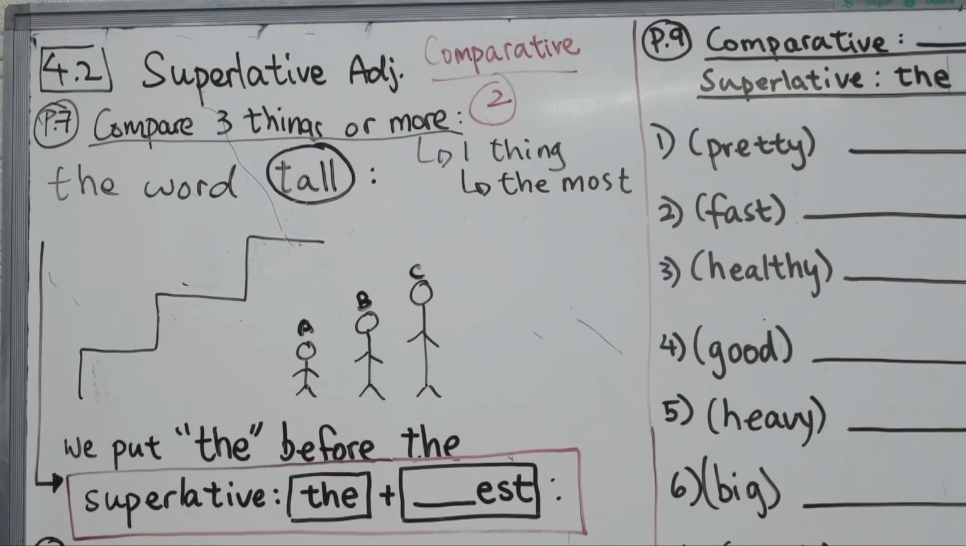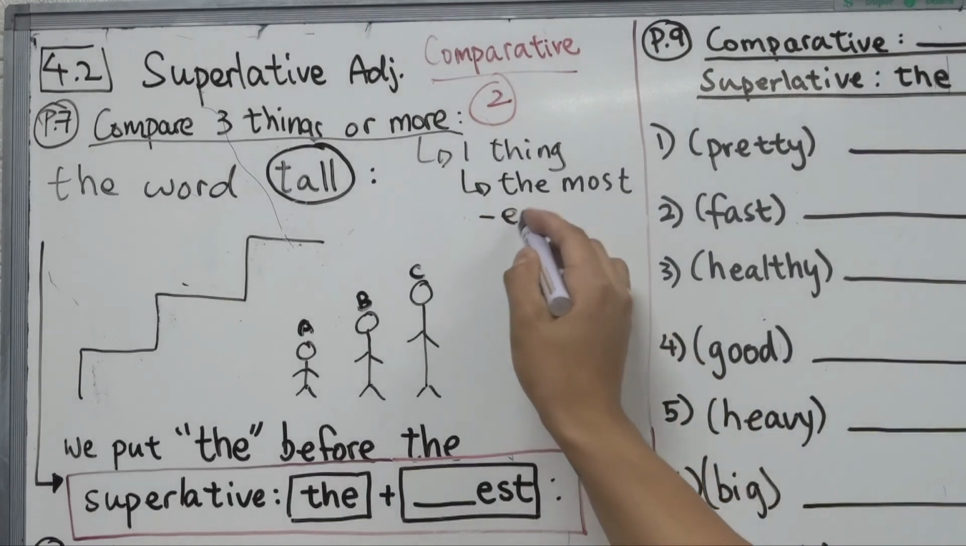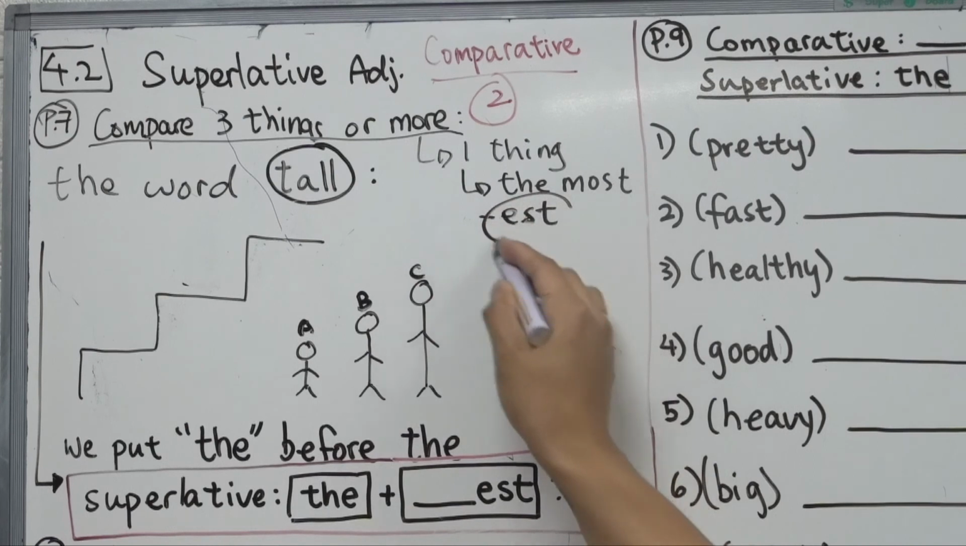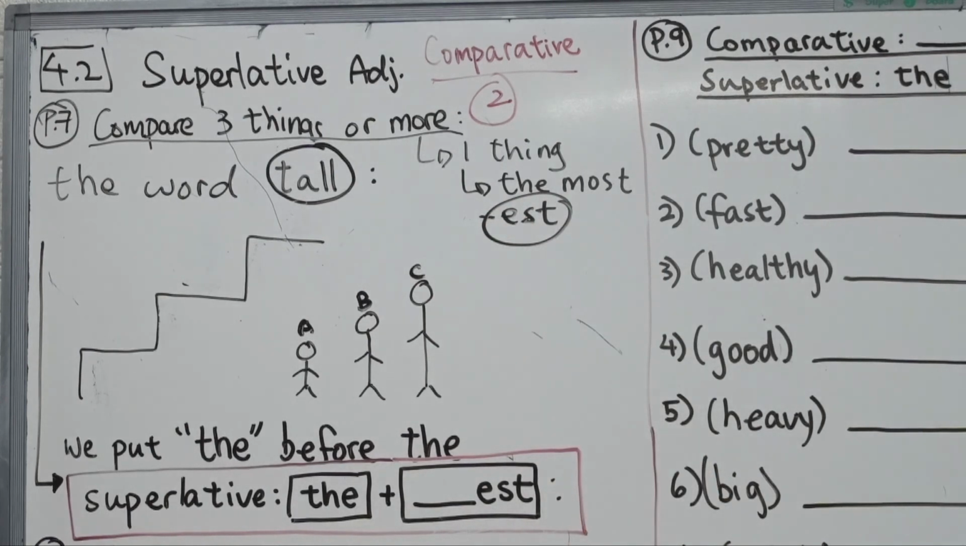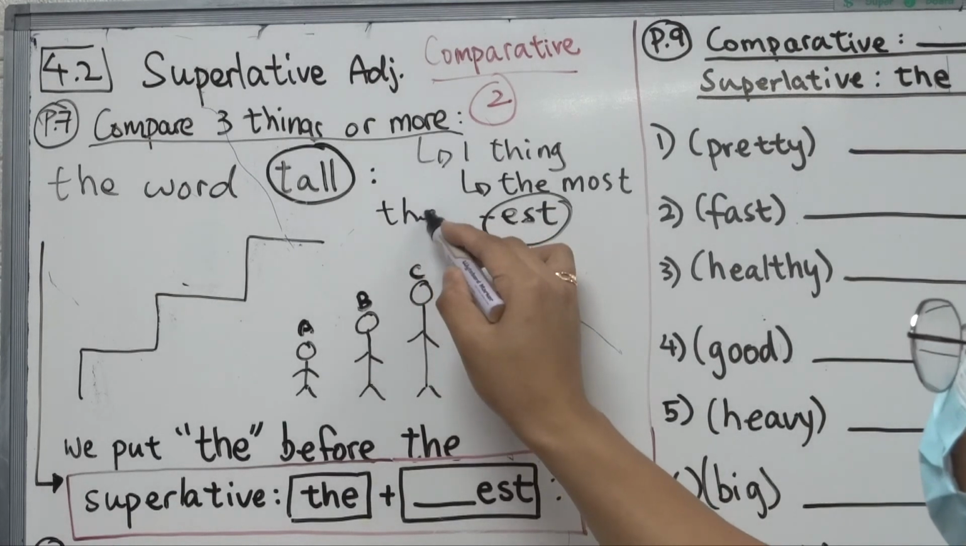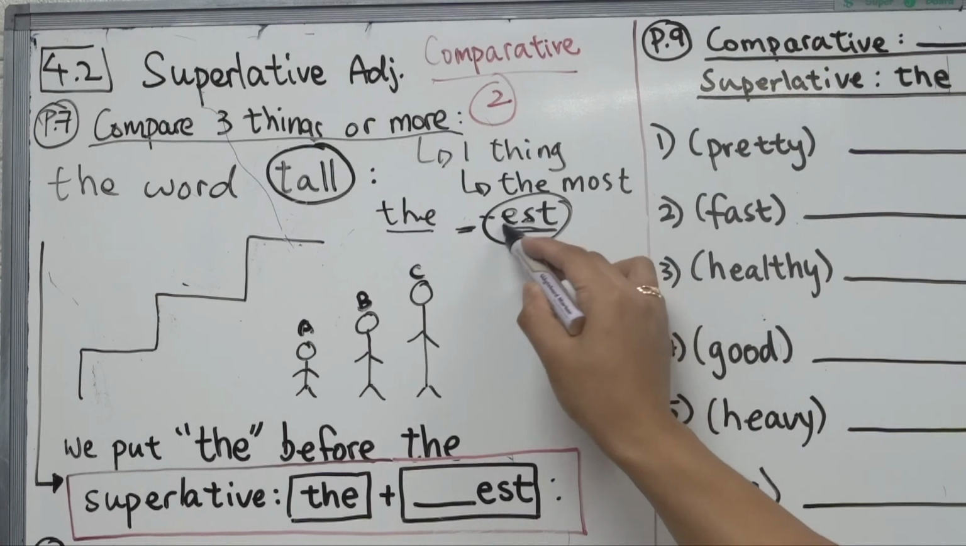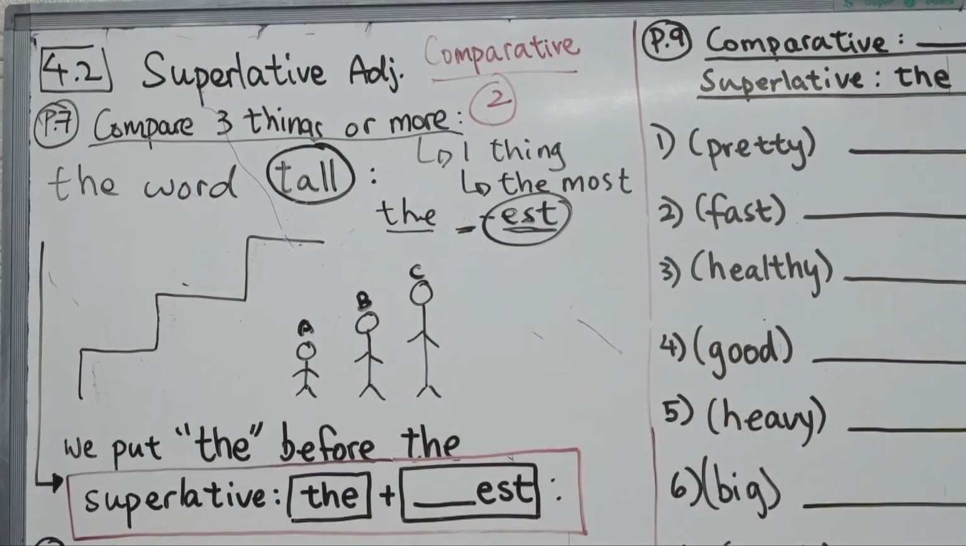Alright, so one good thing to know about superlatives is they always end in EST. Remember, EST endings for superlative adjectives, for example, heaviest. And then we will have the word the before the superlative. So it's the something EST. Alright, so let's work on this chart that I drew on the whiteboard.